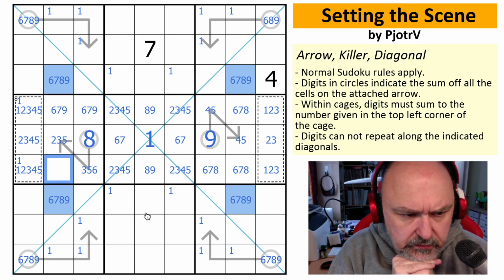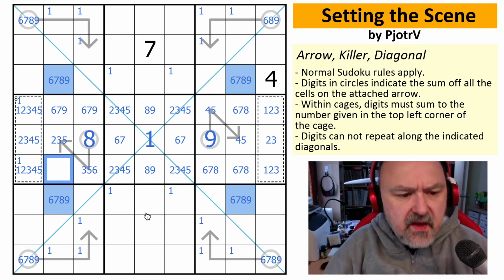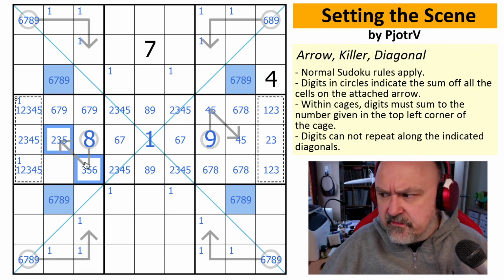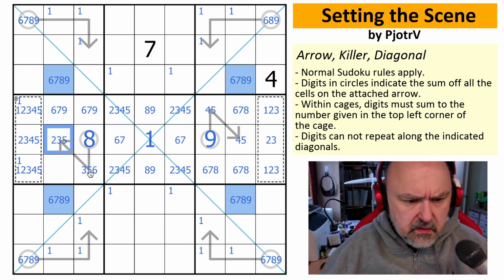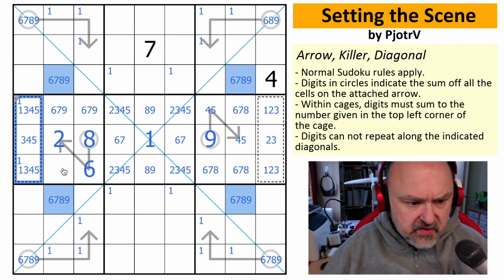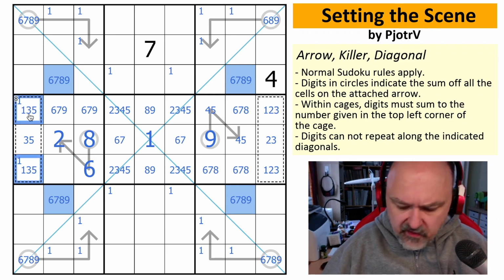So, hang on. I can take this further, can't I? If this was 5, 3, this is 125 or 134. I can't use 5, 3 here. In either form, this has to be 2 and 6. So that means 2's not in there, 4's not in there. This is 135.